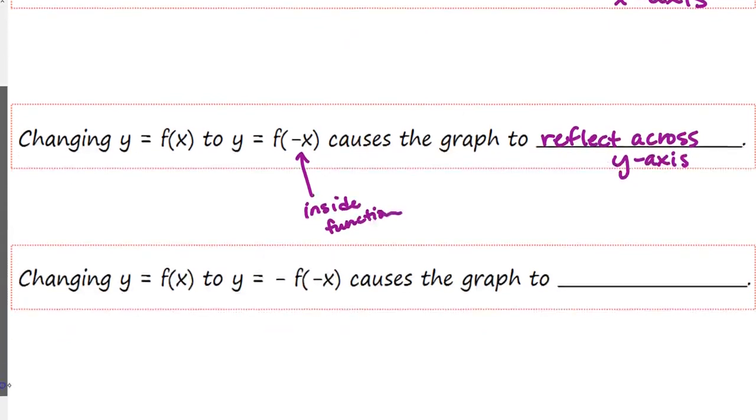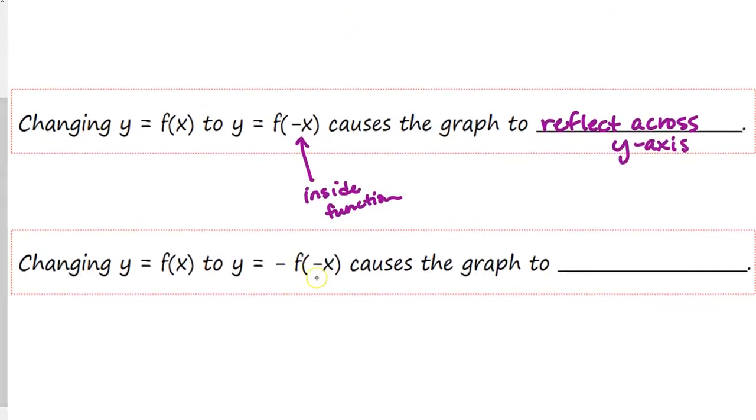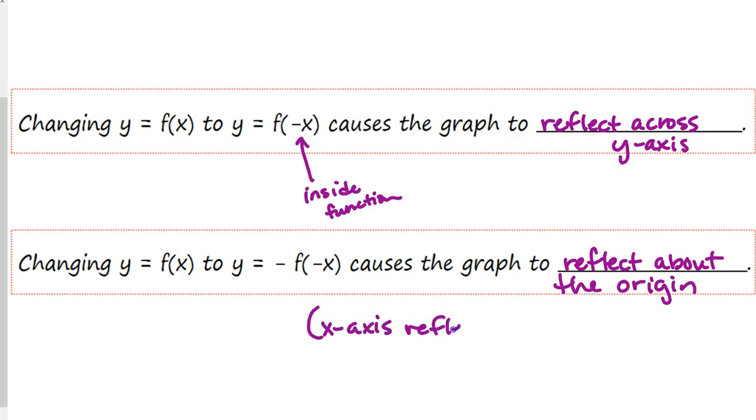And if you multiply your function by a negative on the outside and a negative on the inside, that causes the graph to reflect about the origin. X-axis reflection and y-axis reflection.